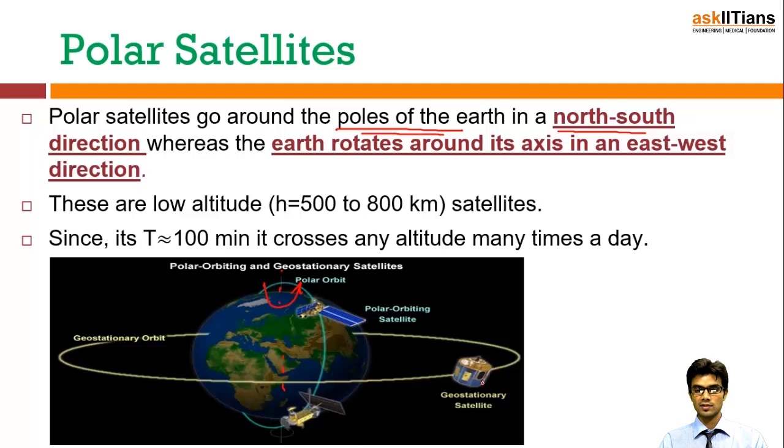Geostationary satellites orbit the Earth in a time period of 24 hours in the equatorial plane, whereas the time period of polar satellites is about 100 minutes, so they cross any latitude many times a day, and the altitude of the polar satellite is about 500 to 800 kilometers.